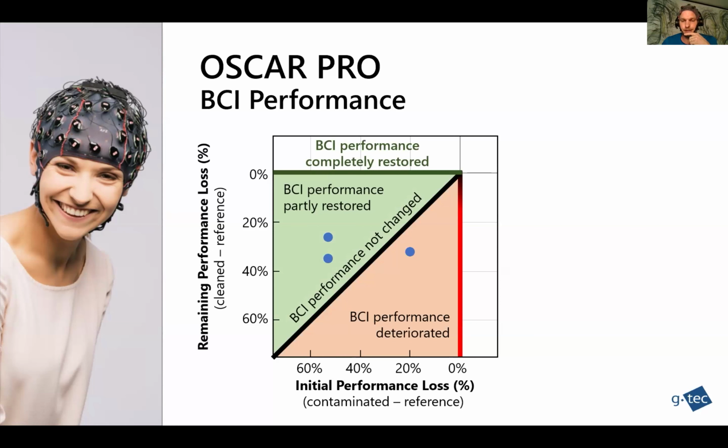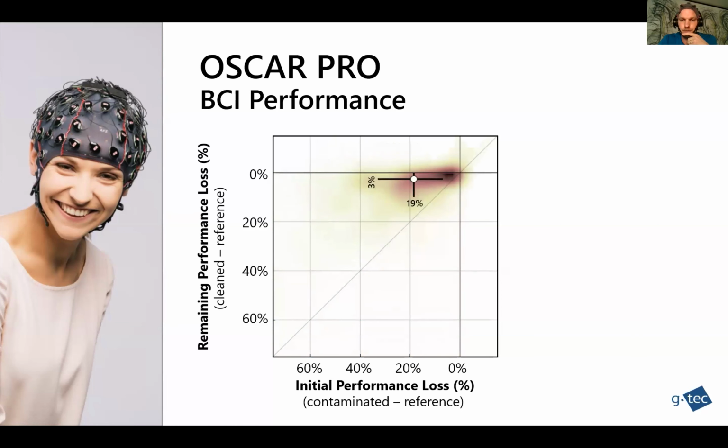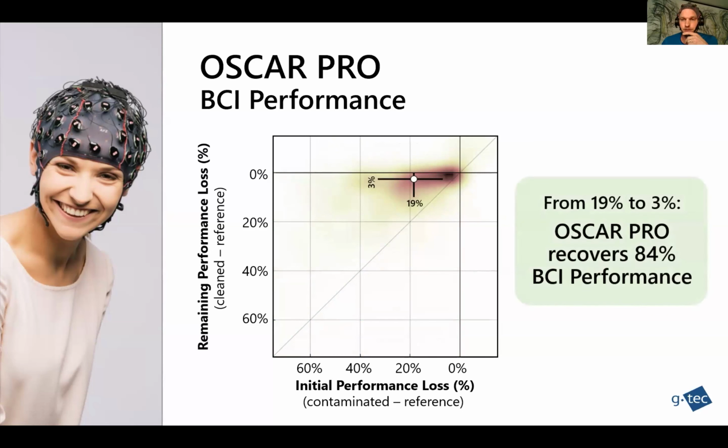So let us have a look at how the results are. This is when we apply OSCAR Pro to all the data sets we have generated. Initially, we have a performance loss of about 19% due to the artifacts. And after applying OSCAR Pro, we only have a remaining performance loss of 3%. So we're going down from 19 to 3% performance loss. That means OSCAR Pro can recover 84% of the BCI performance. That's a very nice result.